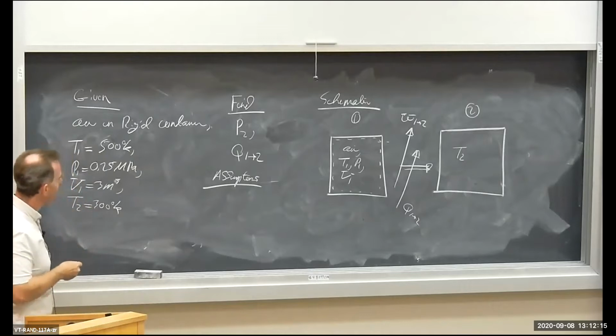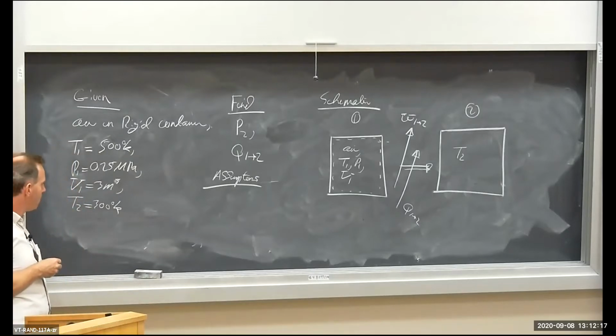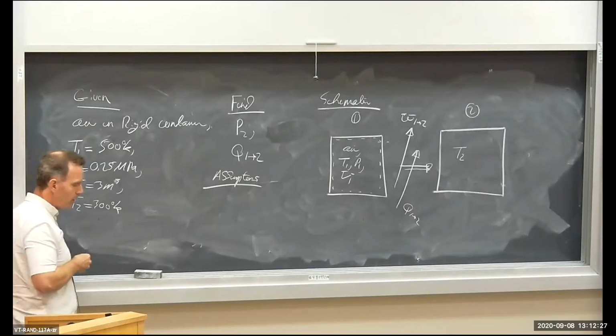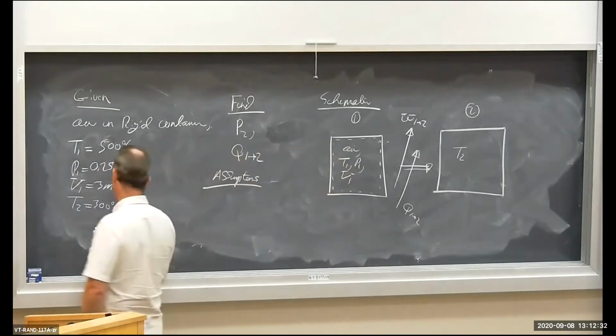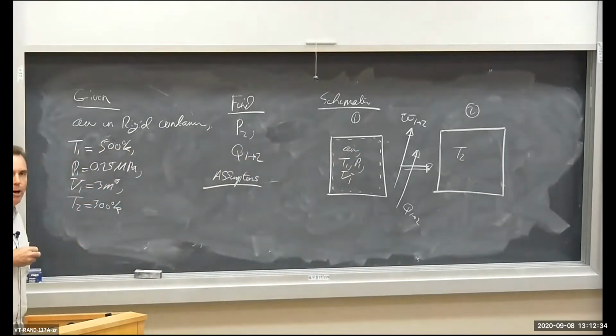Initially, the air is at a temperature of 500 degrees Kelvin. The pressure is 0.25 megapascals. That's 2.5 bar, so it's approximately 2.5 atmospheres. And the volume is 3 cubic meters. The final temperature is 300 degrees Kelvin. So we're cooling the air down by transferring heat. Okay?